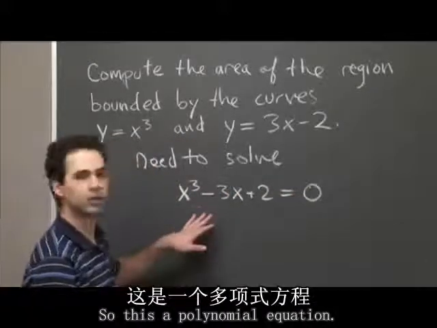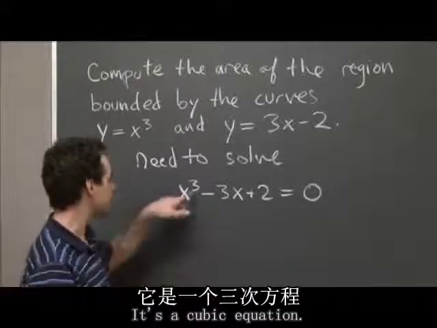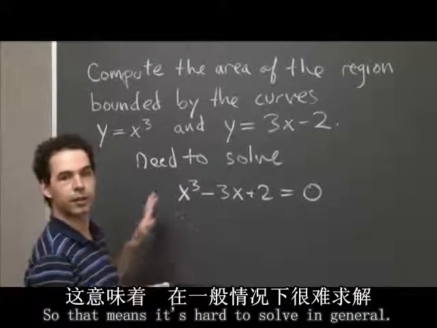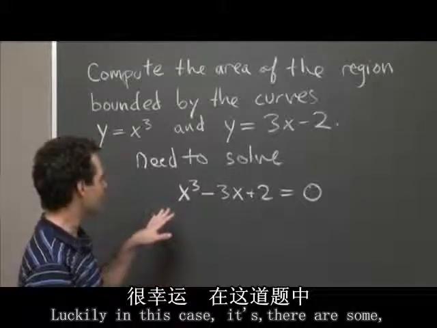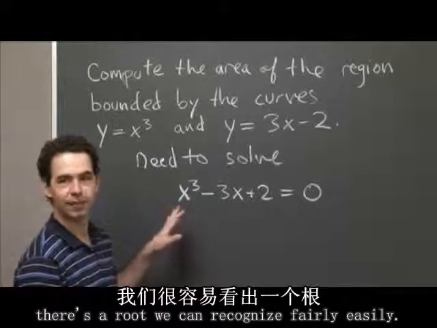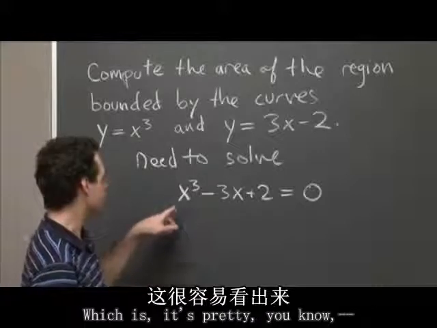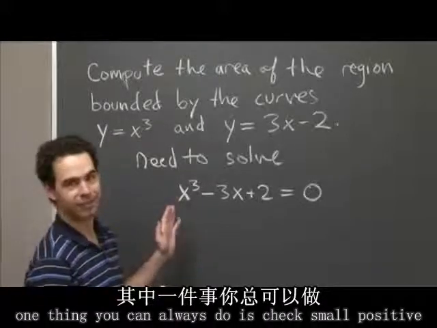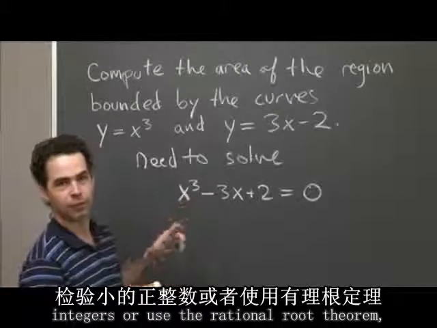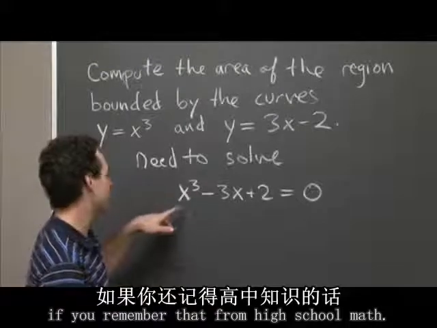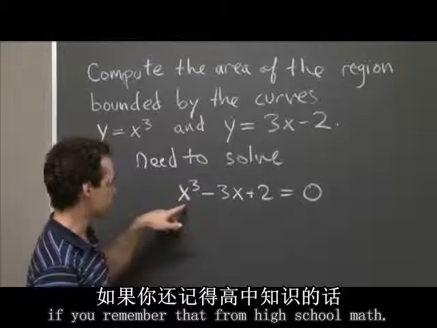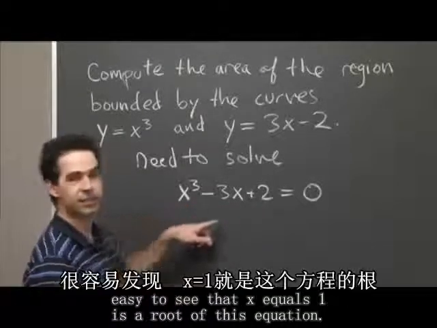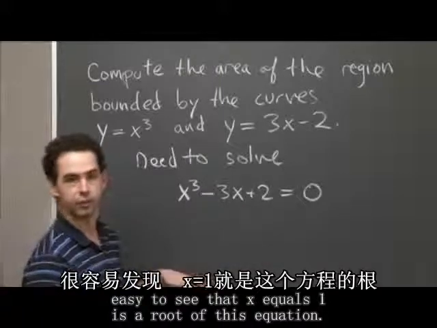So this is a polynomial equation. It's not quadratic, right? It's a cubic equation. So that means it's hard to solve in general. Luckily, in this case, there's a root we can recognize fairly easily. One thing you can always do is check small positive integers or use the rational root theorem if you remember that from high school math. So in this case, if you check x equals 1, it's fairly easy to see that x equals 1 is a root of this equation.